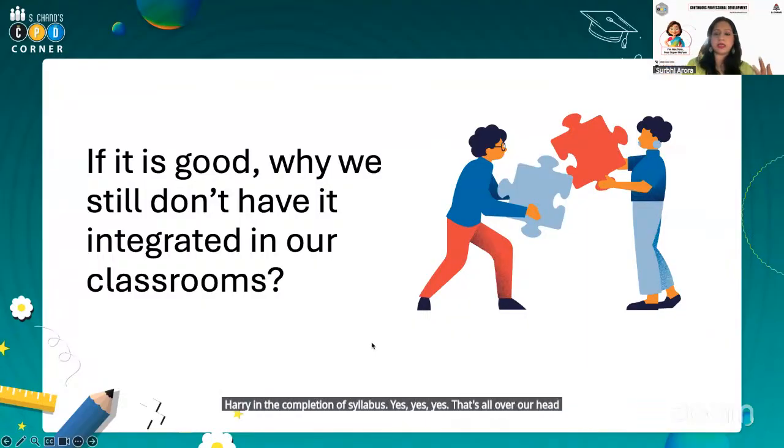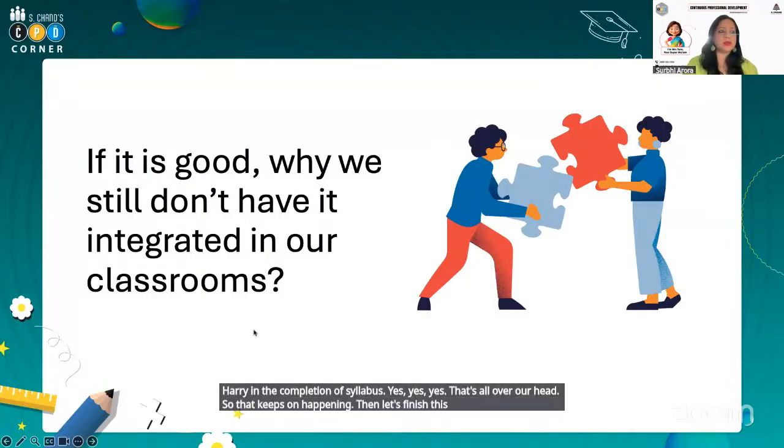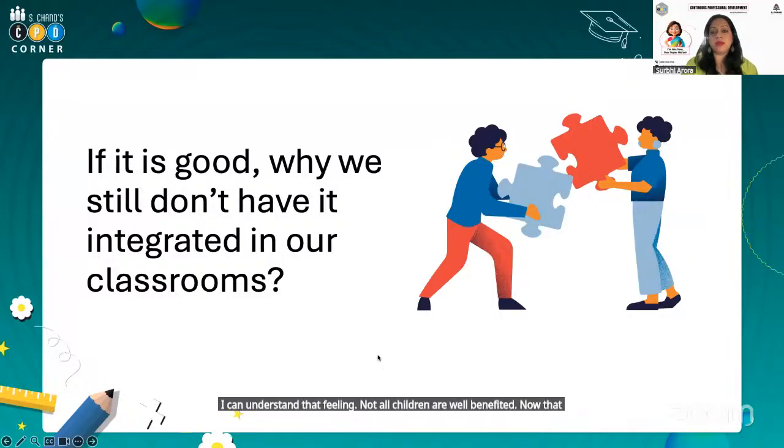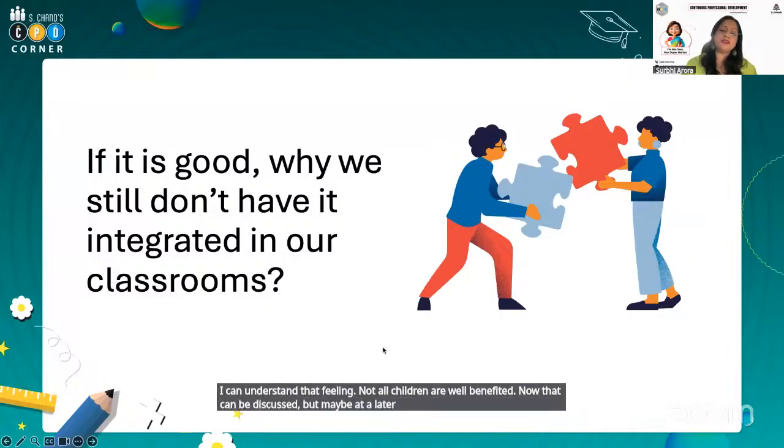Ki syllabus kaise khatam kar dein jaldi jaldi. So that keeps on happening. Then let's finish the syllabus as soon as possible. I can understand that feeling. Not all children are well benefited. Now that can be discussed, but maybe at a later stage. Lack of clarity, sufficient time and resources.